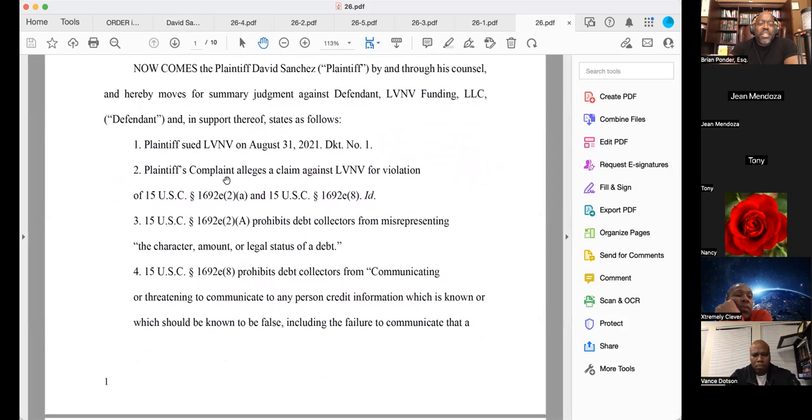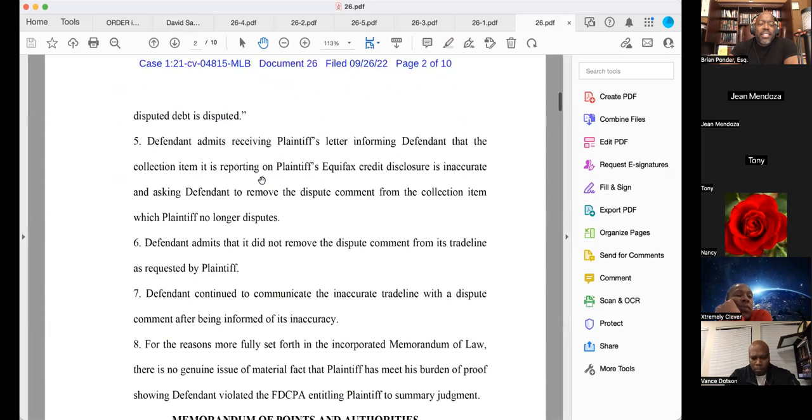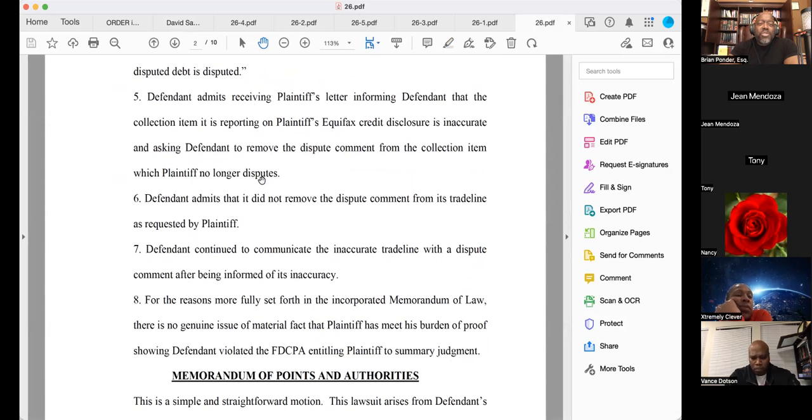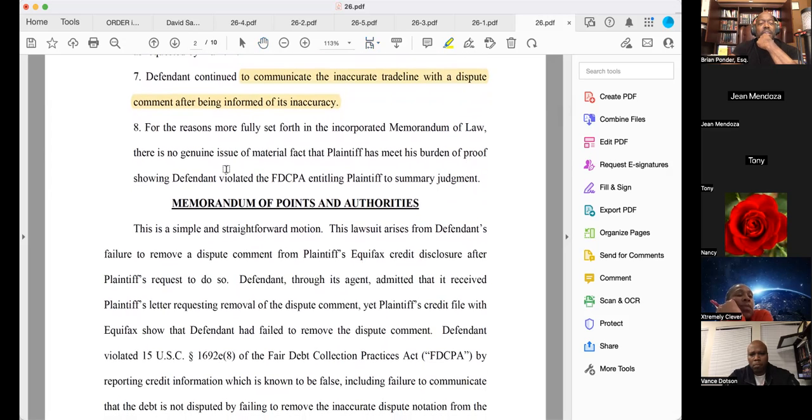Plaintiff sued LVNV. The complaint alleges a violation. Defendant admits receiving a letter informing that the collection reporting on the Equifax disclosure is inaccurate, and asked defendant to remove the dispute comment. Defendant admits that it did not remove the dispute comment from its trade line as requested. Defendant continued to communicate the inaccurate trade line with a dispute. After that, there's no genuine issue. It happened. It is what it is.